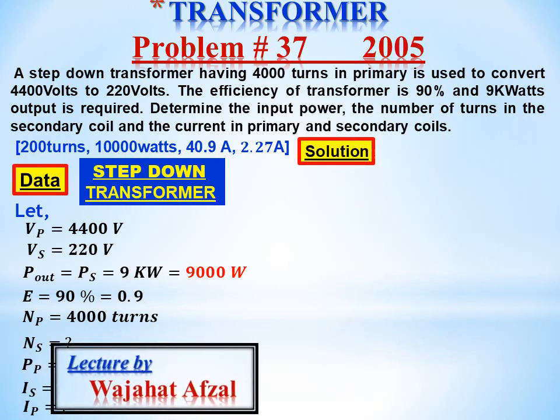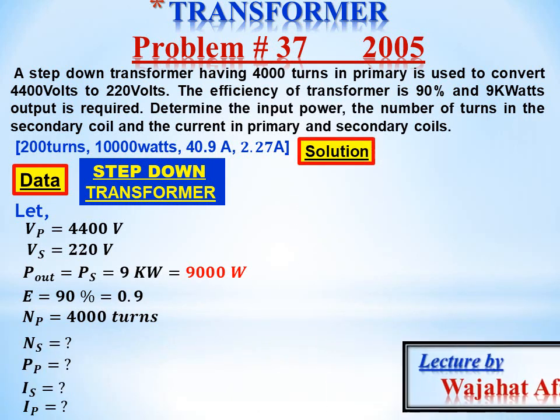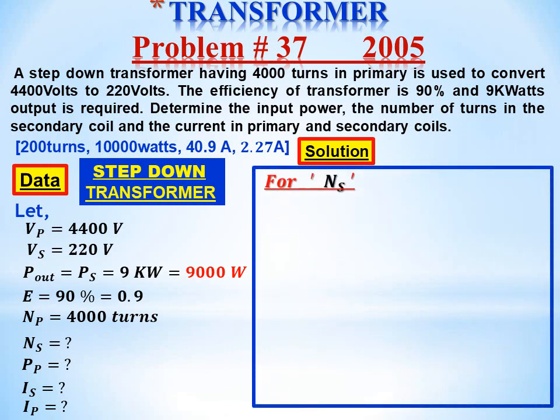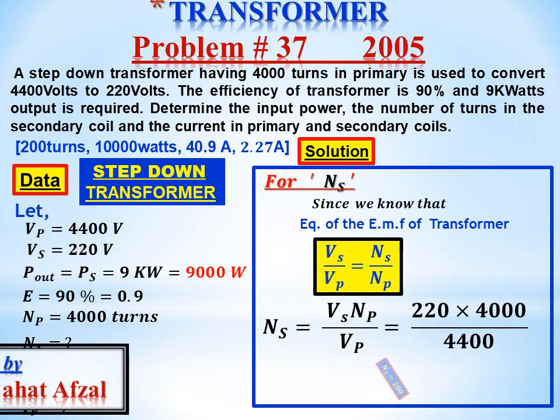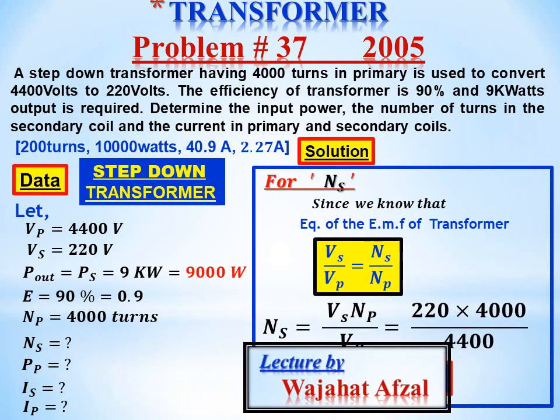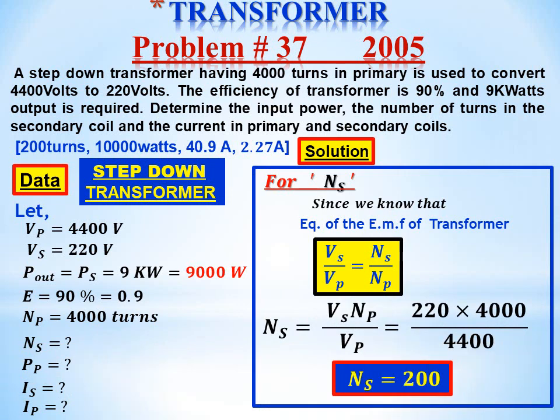Now in the solution, first we find the number of turns in the secondary coil using the equation of EMF of transformer. So for Ns, we know that Vs upon Vp equals Ns upon Np. Equate for Ns, we will get our number of turns in secondary is 2000 turns. Okay.